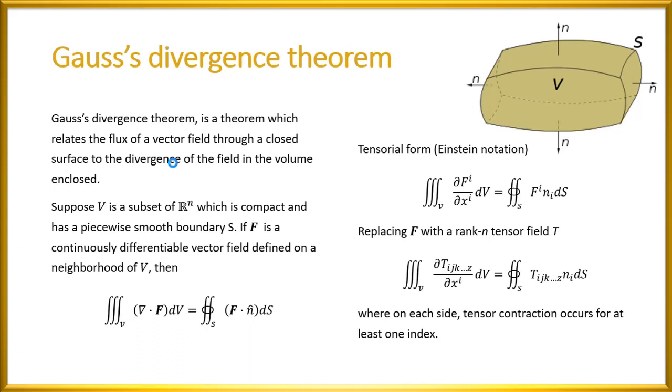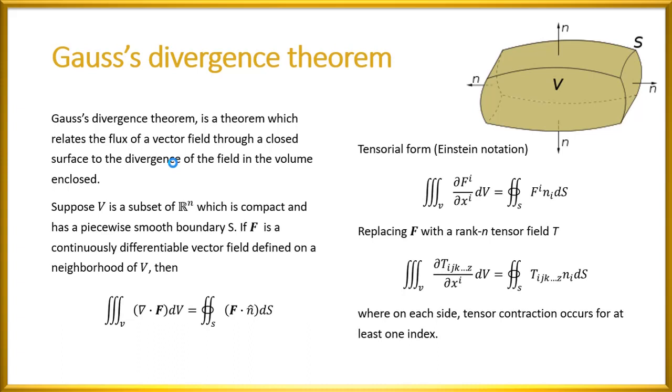Therefore, this can be written in mathematical form as follows. Consider V as a subset of R^n, that is, the volume is a subset of a real space having n dimensions, which is compact, and also it has a smooth boundary S. Then if f is a continuously differentiable vector inside V or in the neighborhood of V, then we can write the volume integral of del dot f. Del dot f is the divergence of the function.